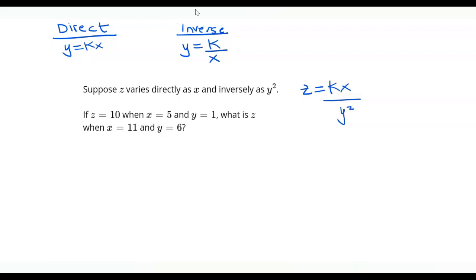This is the most important part: make sure you're using the correct equation for what the problem says. And then once you have that, you're going to do it 2 times. The first time you're going to find k. And then the second one you're going to use that k to answer the question that they're asking.